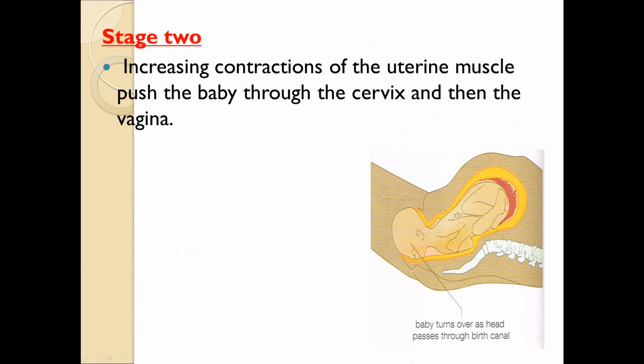Moving to stage two. Now, in terms of the rhythmic contraction, it is going to get faster. So they're saying increasing contractions of the uterine muscle push the baby through the cervix and then the vagina. Right, so this is stage two. The main thing that happens in stage two is that the contractions start to get faster. So there's an increase, and of course the baby's head starts to come through. So that is in terms of coming through the cervix.